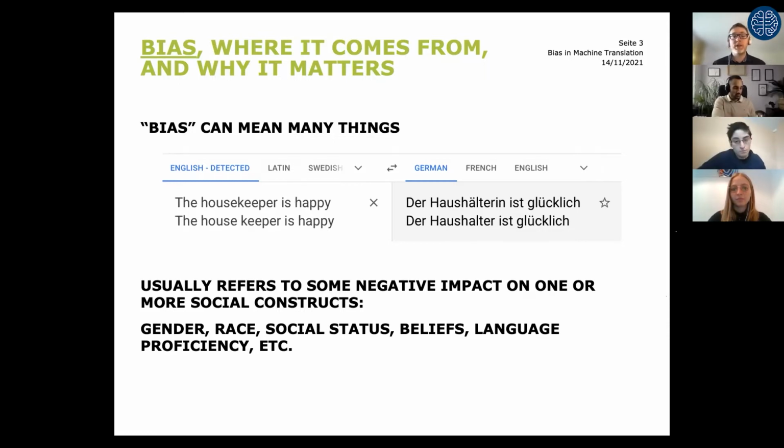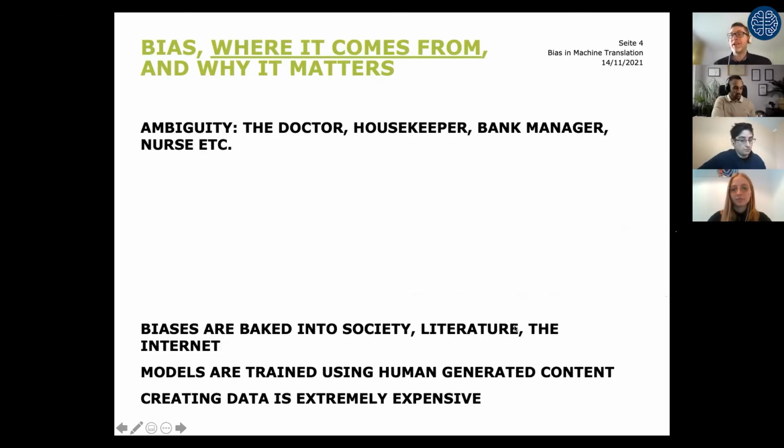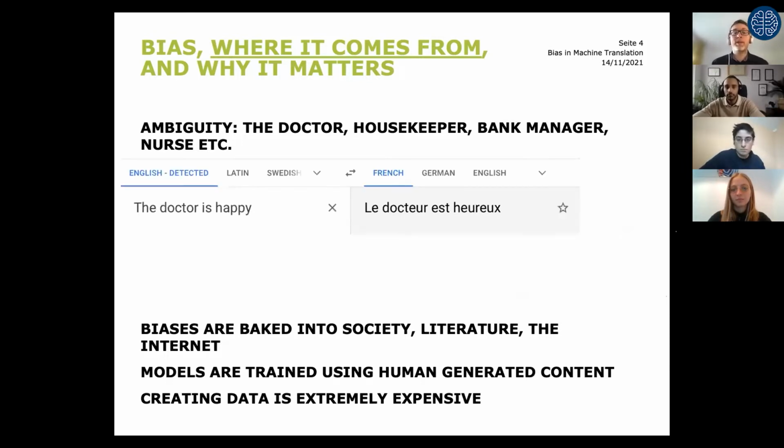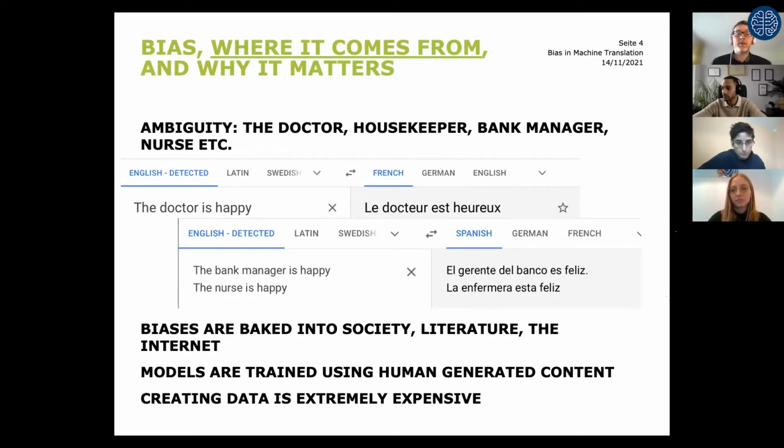This is not localized only to German. We can do the same thing in other languages. And a lot of the reasoning for this bias comes from relatively clear and understandable places. The first one is ambiguity. The doctor or the housekeeper, the bank manager or whatever, they're not obviously gendered. However, stereotypically, if we go back far enough in terms of society, or bits and pieces of literature or the internet as a whole, we tend to see that there are these stereotypes, and a doctor tends to be male, bank manager also tends to be male, and nurse tends to be referred to as female.